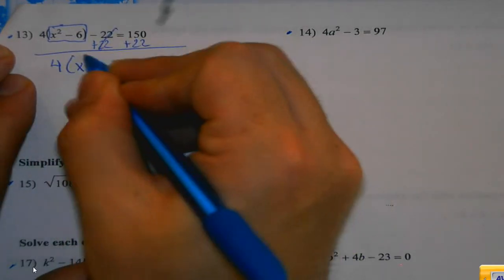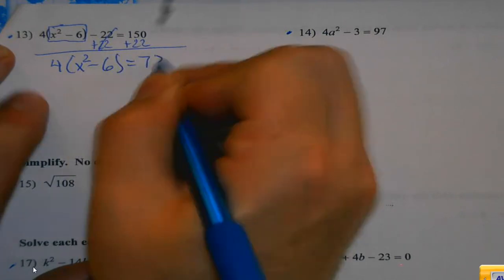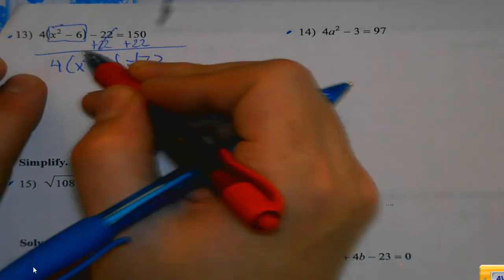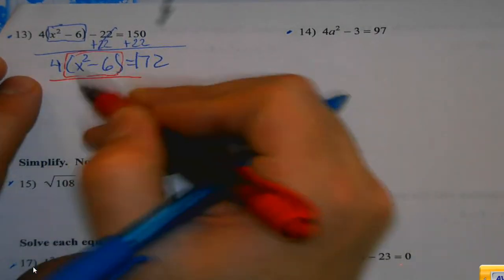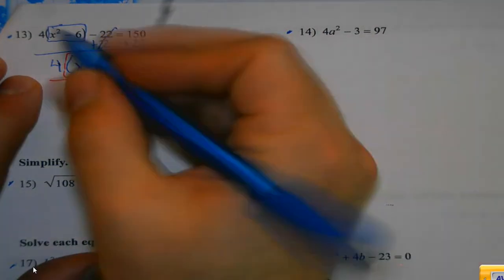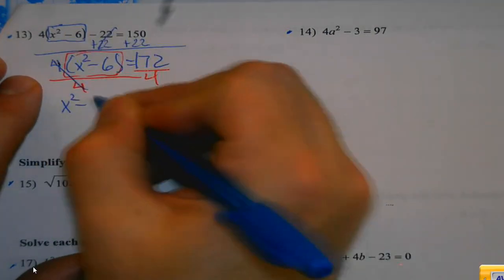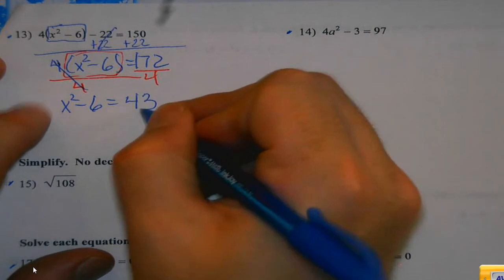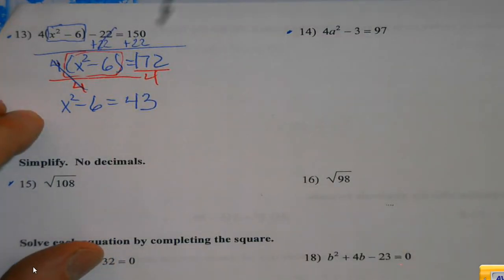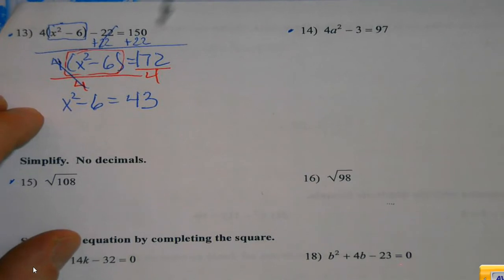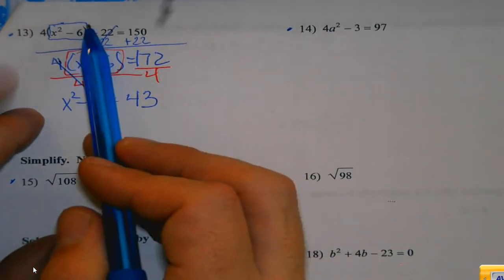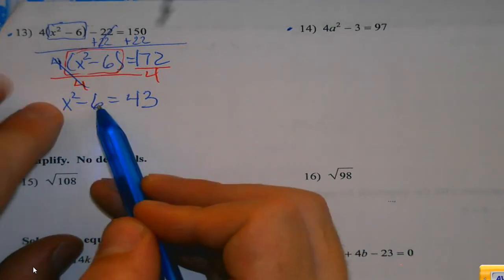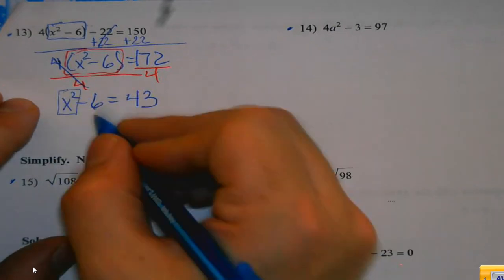So again, my first goal is to get the parentheses by themselves. Oops, 172. So since I'm trying to get this part by itself, I'm multiplying it by 4, so I'll divide. Now, here's where I've got to talk about there's a difference with things. Here, I've got a set of parentheses, but there's no squared outside. Okay, we're going to do one with the squared outside in a minute. If the squared's not outside, those parentheses can just go away at this point.